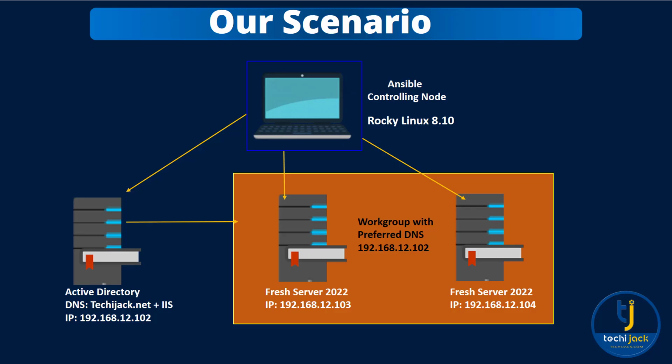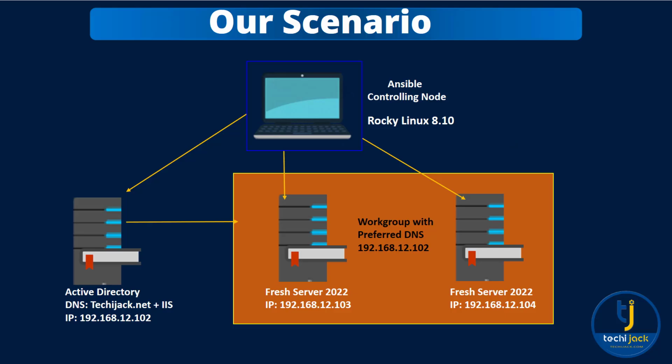What we are going to do here is we have an Ansible control node with Rocky Linux 8.10. We have an Active Directory server with the DNS zone, that is techijack.net, and the IP address is 192.168.12.102 as a DNS server. On the other hand, we have two workgroup servers which have Windows Server 2022 installed on them, and the IPs are 103 and 104.